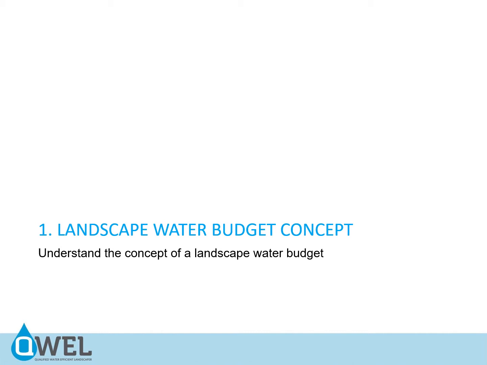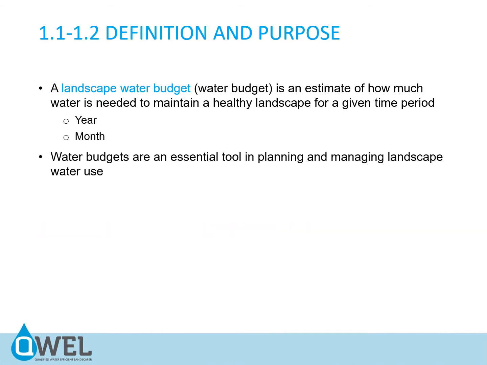1.0 Landscape Water Budget Concept. Understand the concept of a landscape water budget. 1.1 to 1.2 Definition and Purpose. A landscape water budget, or water budget, is an estimate of how much water is needed to maintain a healthy landscape for a given period of time. Often, that time period is a year or a month. Water budgets are an essential tool in planning and managing landscape water use.